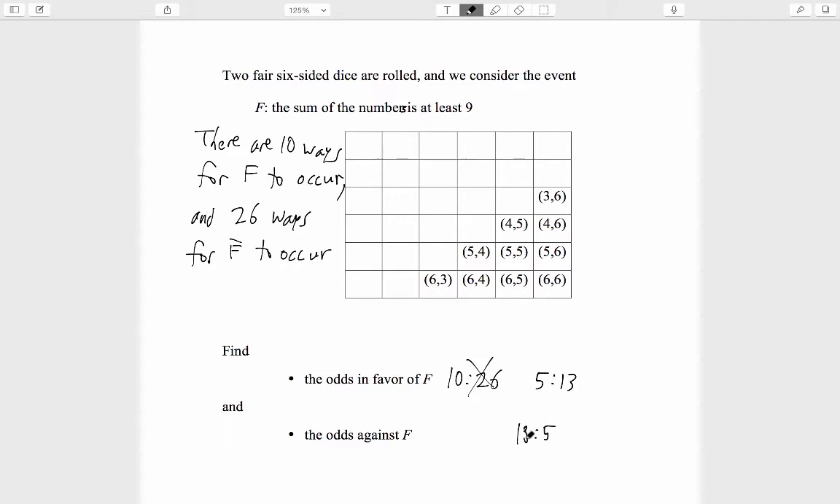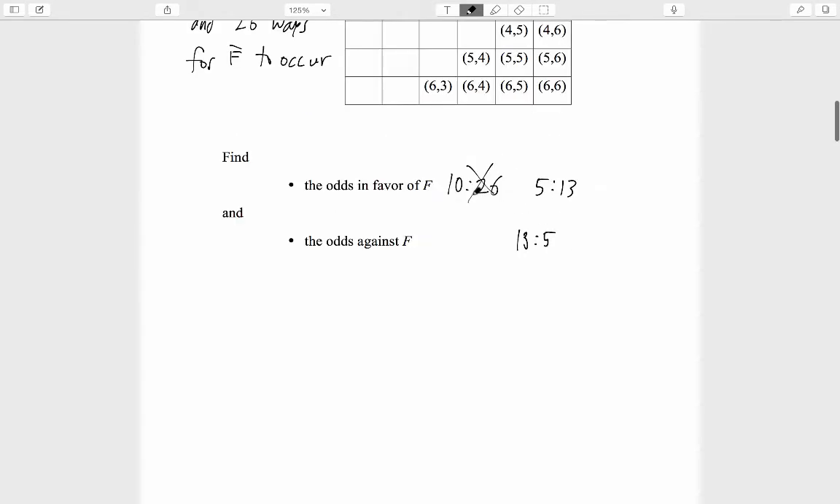The fact that the larger number appears first, when we're talking about odds against, means that F is more likely not to occur than to occur. If you wrote the odds in favor of F as 10 to 26, you're not a bad person, but to do this completely correctly, you really should write 5 to 13 instead.